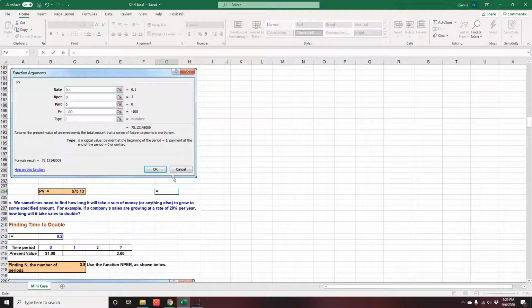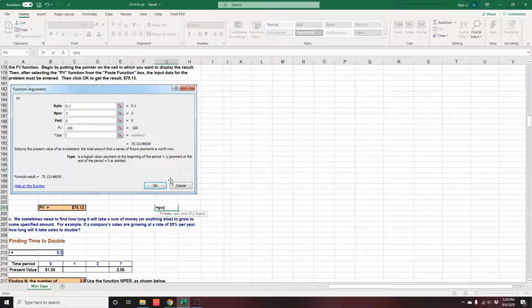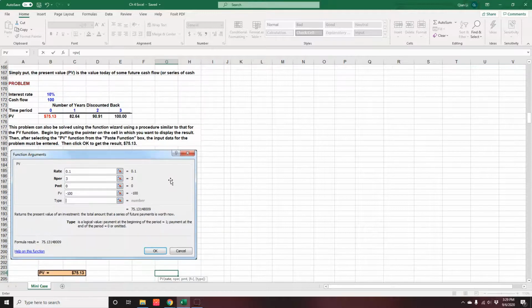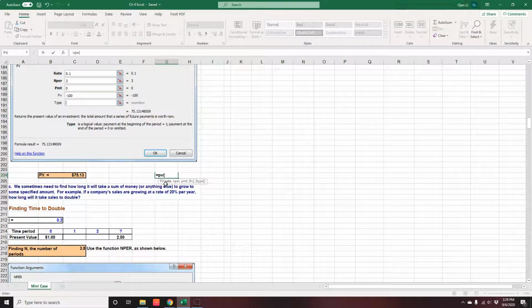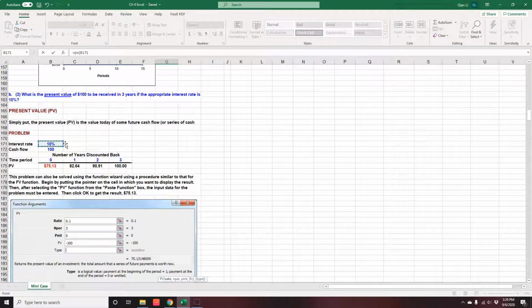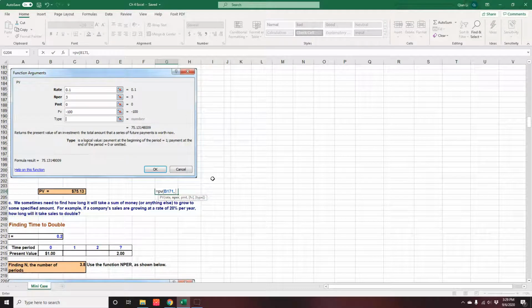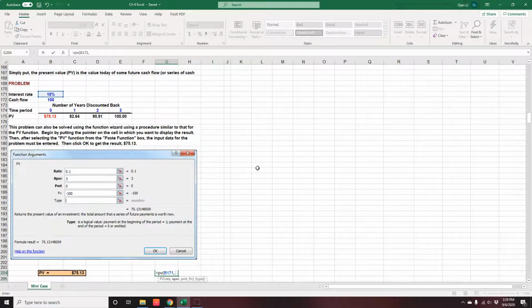I'm trying to calculate PV, so equals PV, and I'm inputting the variables now, and you see they give you the hint. First variable you want to input is the rate, the interest rate, which is this, right? And the second number is the number of periods. In this case, we have 3 years, so I can just type 3, or I can just click on this number, the 3 here.